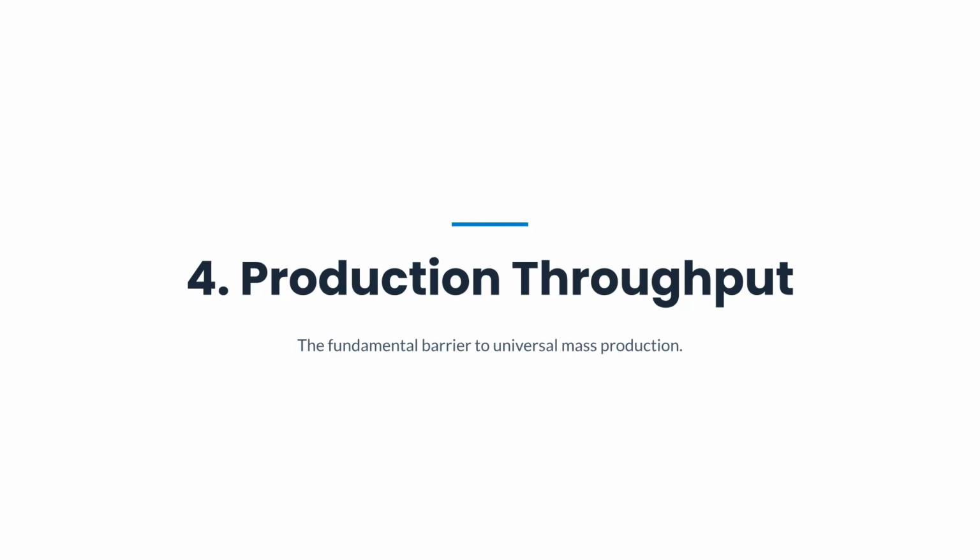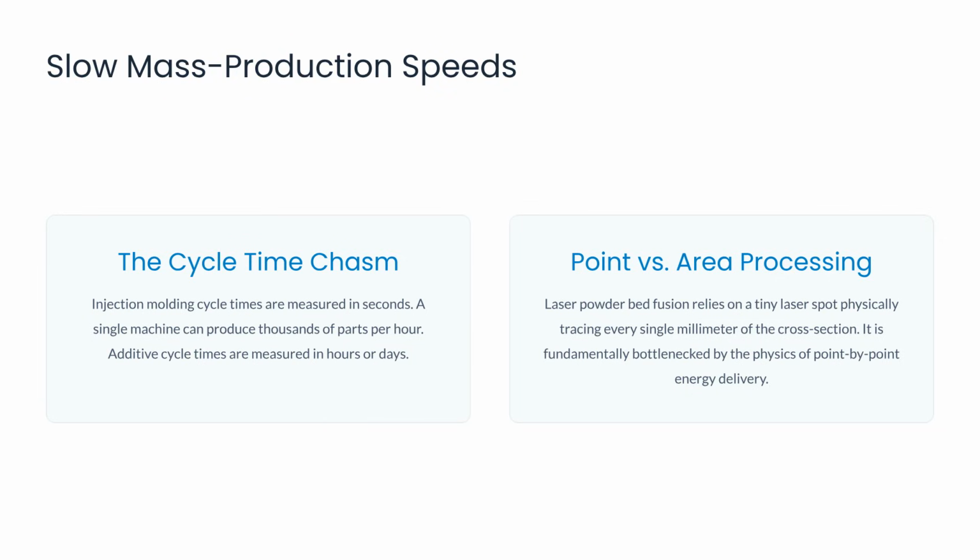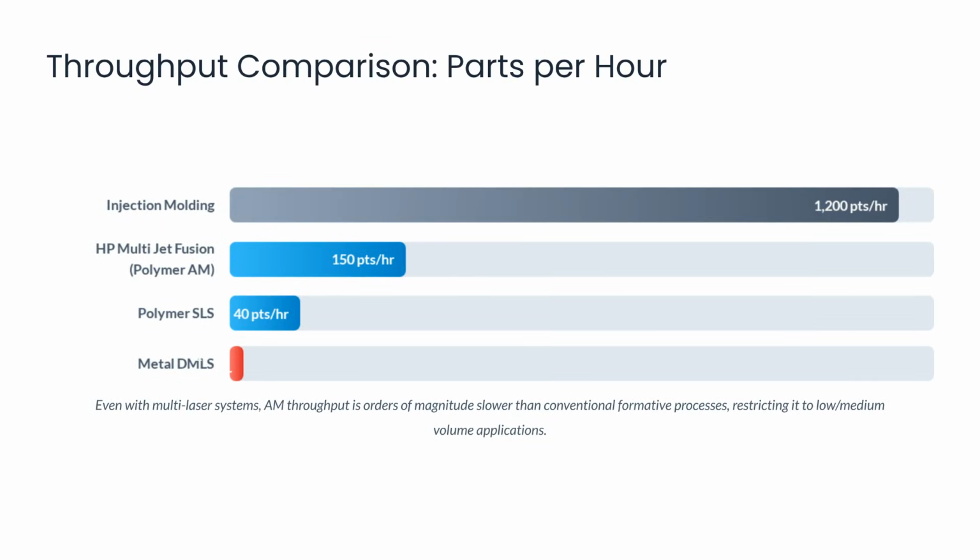Production throughput remains the fundamental barrier to universal mass adoption for many industries. Additive manufacturing faces a cycle time chasm compared to injection molding. While molding can produce thousands of parts per hour, additive methods are bottlenecked by point-by-point laser processing, resulting in much slower production. As this comparison shows, even with multi-laser systems, additive manufacturing is orders of magnitude slower than conventional formative processes, restricting its use to low or medium volume applications.